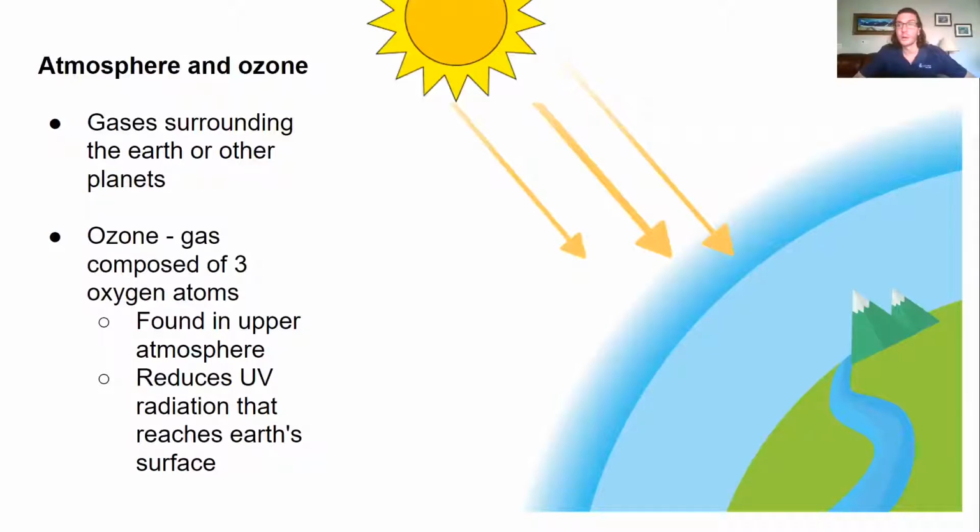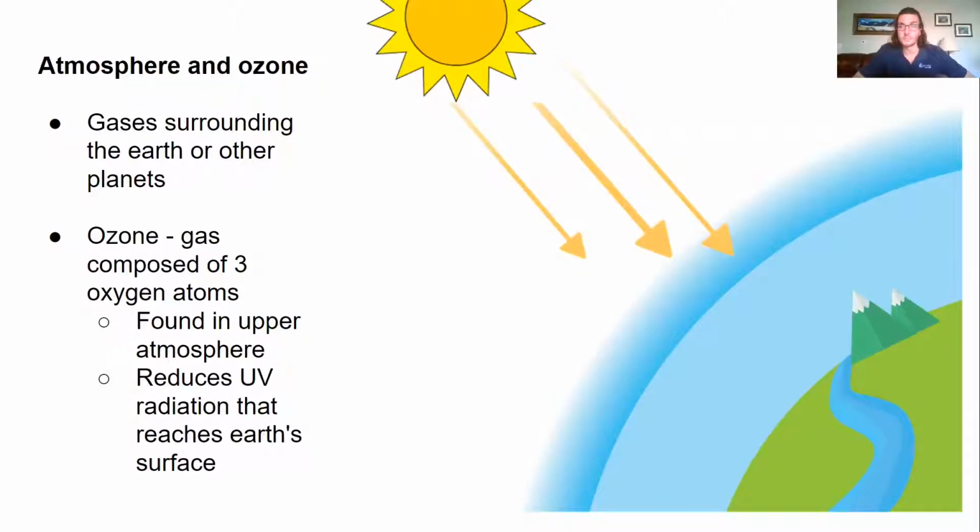There'd be a whole lot more exposure to hot temperatures, direct sunlight, and that could really have some negative impacts. And so the atmosphere is essentially gases that are surrounding the Earth or other planets.